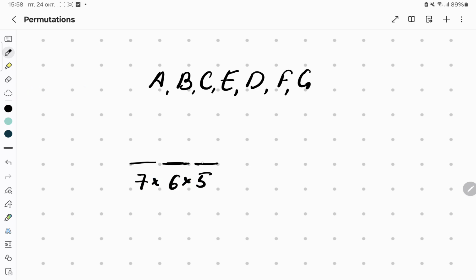But what if it is not 3-letter words? It will be like 4 or 5 or 7-letter words, or R-letter words. So the size of the word, the length of the word, is R.